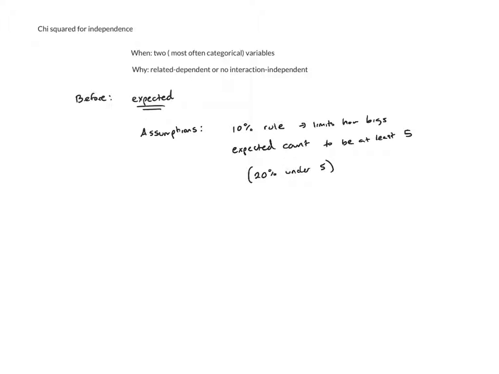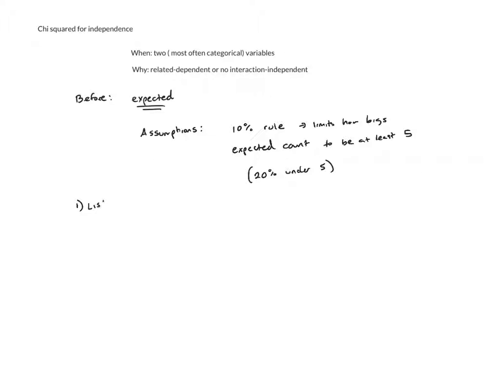So if you think about a contingency table that has 4 cells on it, we can't have any of those cells under 5 because 1 out of 4 would be 25%. So once again, we're hoping all of our expected counts are at least 5, at most 20% under 5. Now, if we meet those assumptions, we can go ahead and start our test.